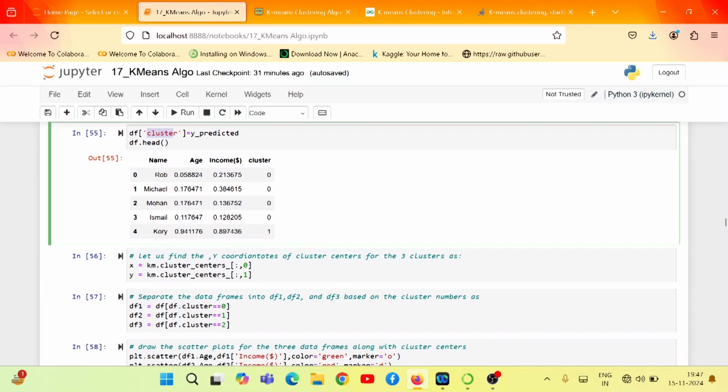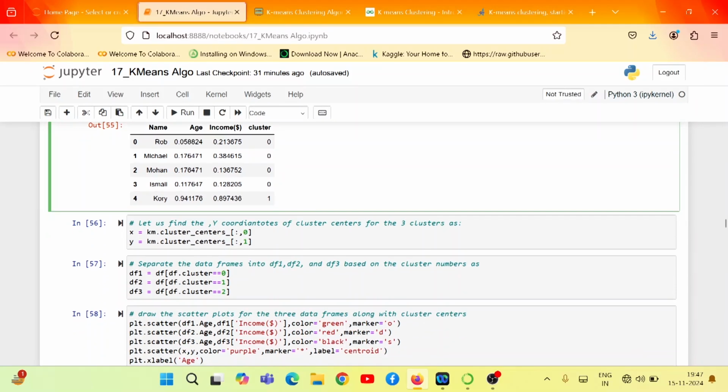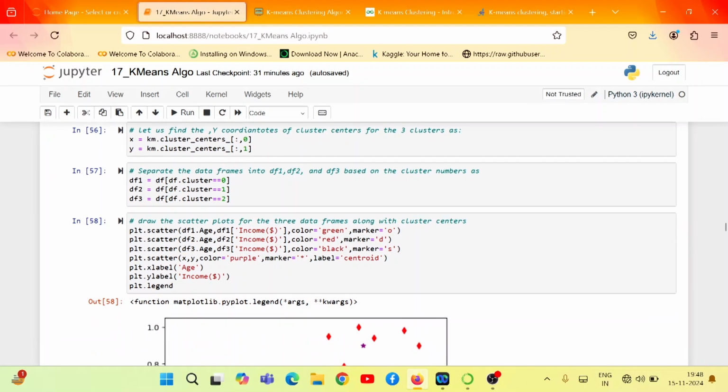Now after doing it, the next step is we have to find the x and y coordinates of the cluster center for the three clusters, and that we have done by executing this command. After that, the next step is we have to separate the data frame into df1, df2, df3 based on the cluster number, and that we have done after executing this statement. Finally, we are drawing the scatter plot for the three data frames along with the cluster center, as we already did previously. The same as that, we are doing over here.